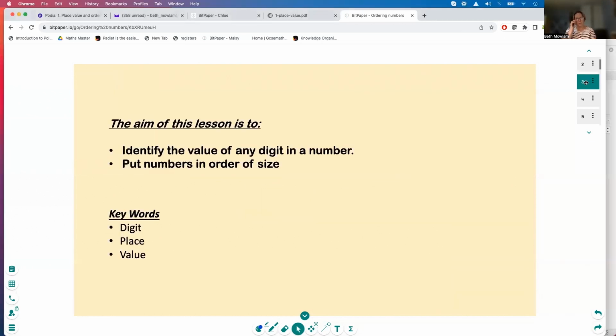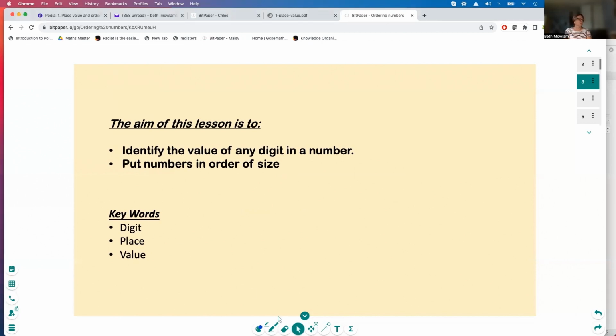So hopefully you can see my screen. The aim of this lesson is to be able to identify the value of any digit of a number, and to be able to put numbers in order of size, starting with the smallest to the biggest. So, words we're going to be looking at here.